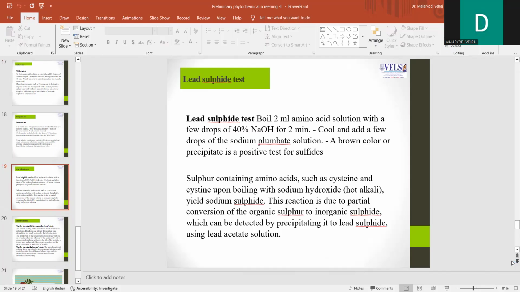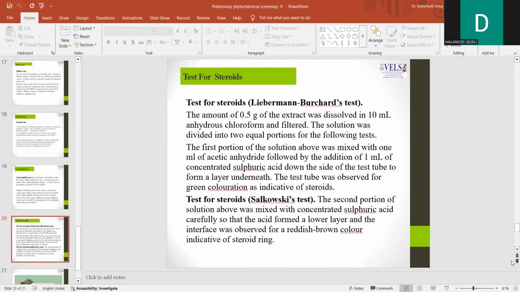Then the lead sulfide test. Boil 2 ml of amino acid solution with a few drops of 40% NaOH for 2 minutes. Cool it and add a few drops of sodium plumbate solution. A brown color or precipitate is a positive test for sulfides. Sulfur containing amino acids such as cysteine and cystine upon boiling with sodium hydroxide yield sodium sulfide. This reaction is due to partial conversion of the organic sulfur to inorganic sulfide, which can be detected by precipitating it as lead sulfide using lead acetate solution.